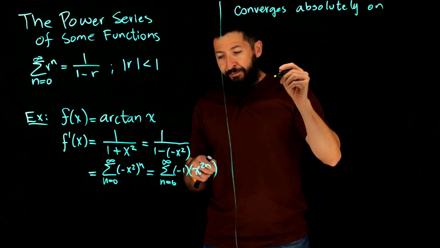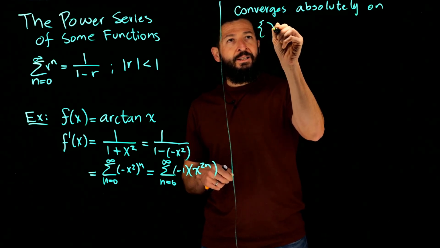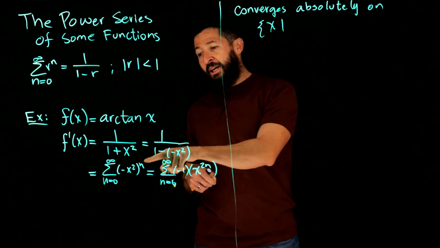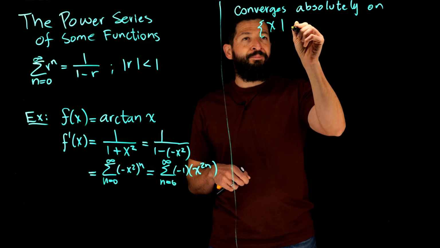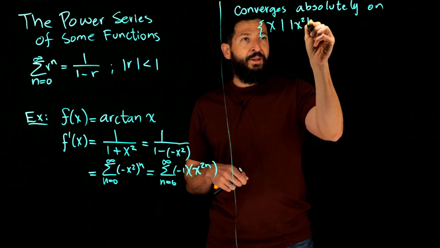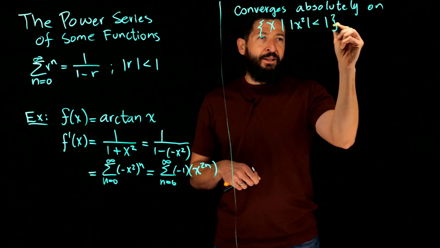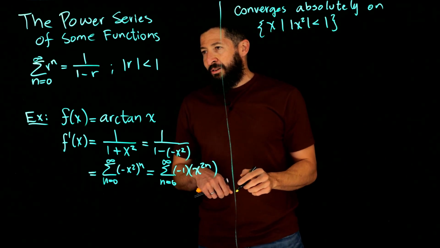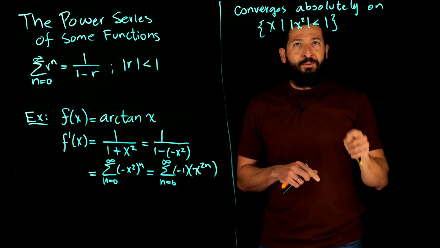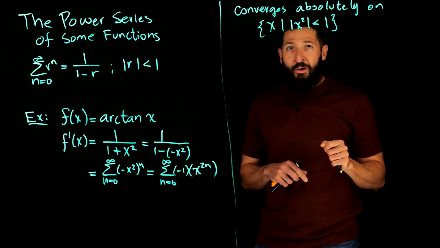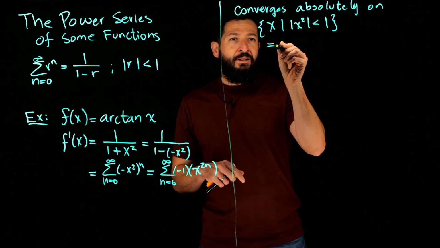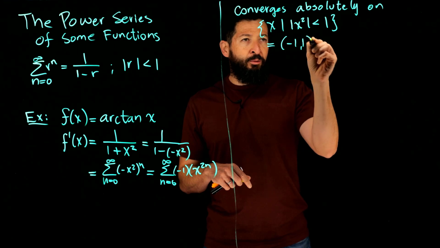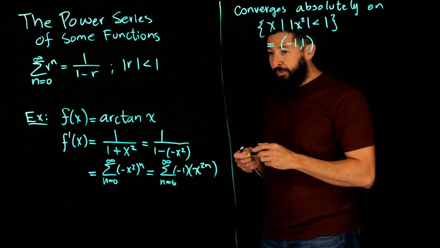On the interval of x whenever x to the 2n, which is x squared, which is my r, is less than 1. So again, remember that comes from the geometric series test. You need to have that the absolute value of r has to be less than 1. So this is just the interval from negative 1 to 1. I don't write infinity for some reason. Negative 1 to 1.